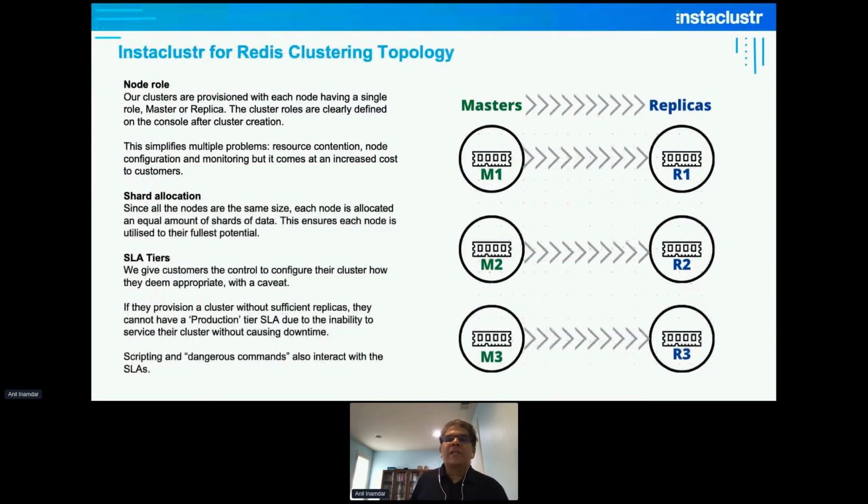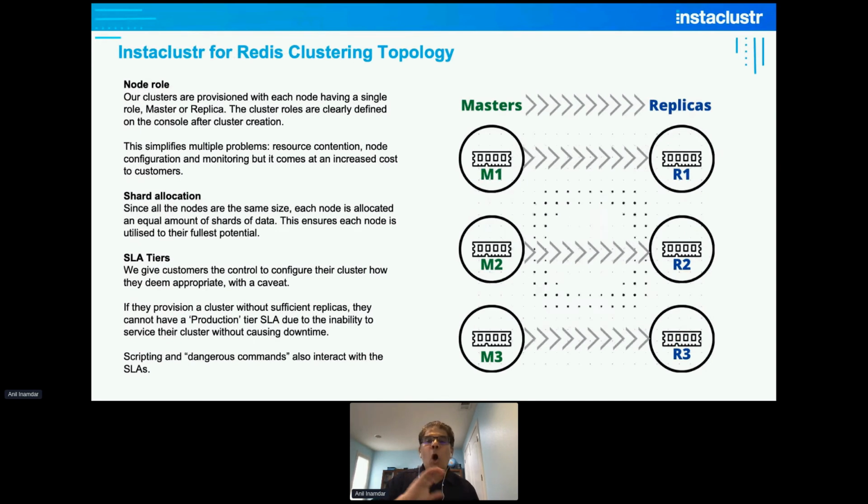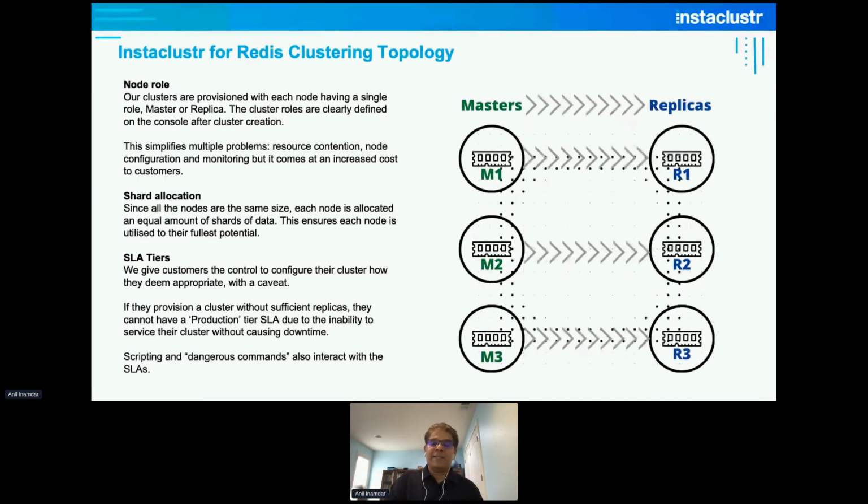Okay, now this is our platform's clustering topology. Each node has a single role, master or replica. All nodes are of the same size. So we have simplified a few things. Each node has an equal number of shards of data. Customers can configure the cluster the way they want. But if the cluster is provisioned without sufficient replicas, it cannot be called a production cluster, and it won't have the same SLAs.